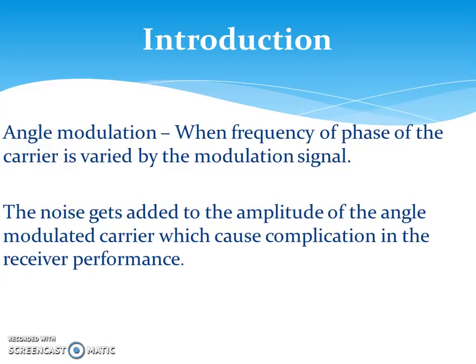So let's see the introduction. What is angle modulation? When the frequency or phase of the carrier is varied by the modulating signal, it is called angle modulation. The noise gets added to the amplitude of the angle modulated carrier, whereas the message signal is present in the frequency of the carrier. This makes the analysis of the receiver performance in the presence of noise complicated.